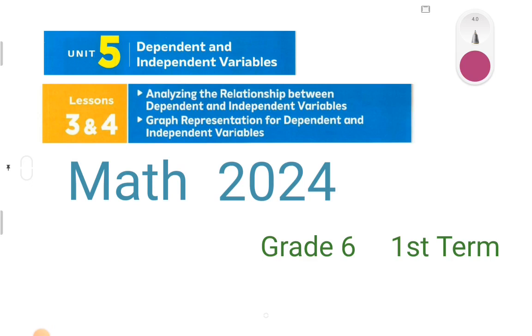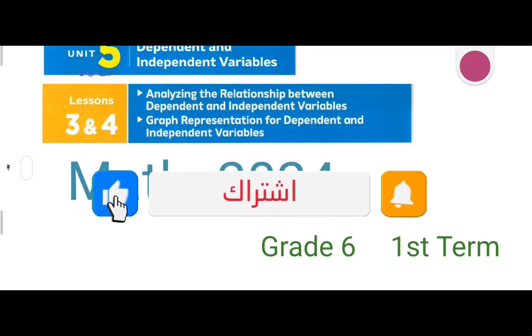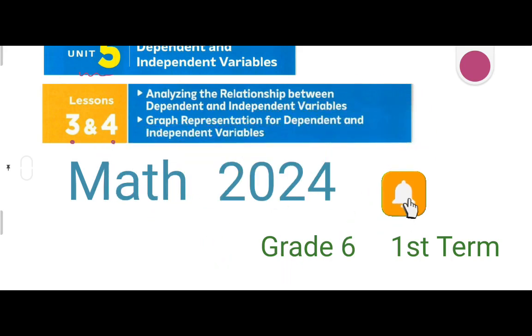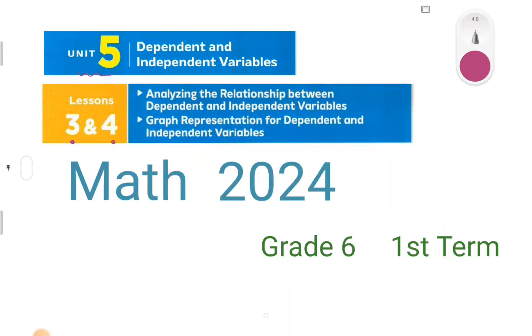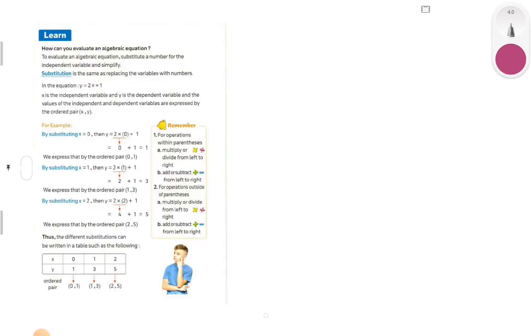Welcome to Unit 5, and this is lesson 3 and 4, analyzing the relationship between dependent and independent variables. Then we will learn to graph representation for dependent and independent variable, and this is course of Math 2024 grade 6 first term. Let's get started.